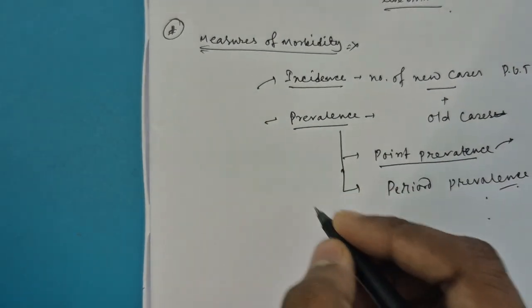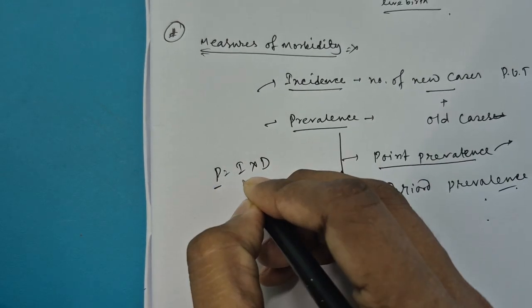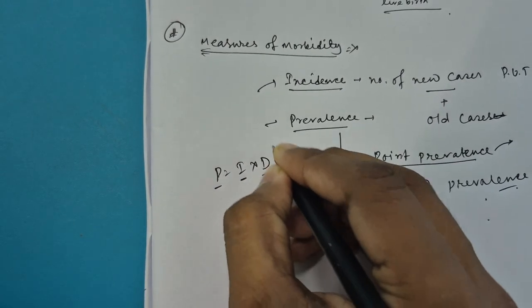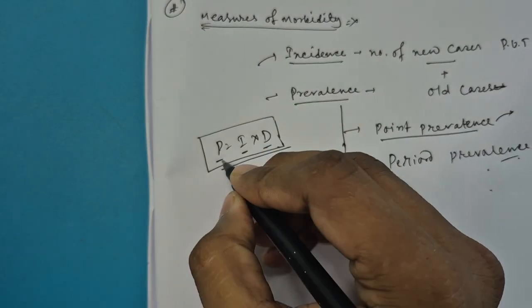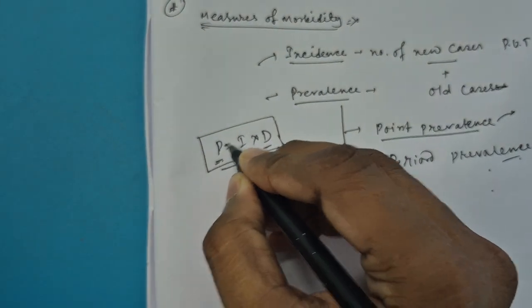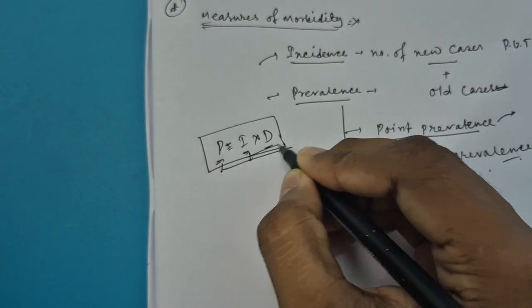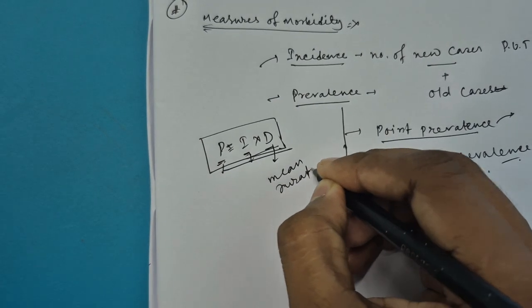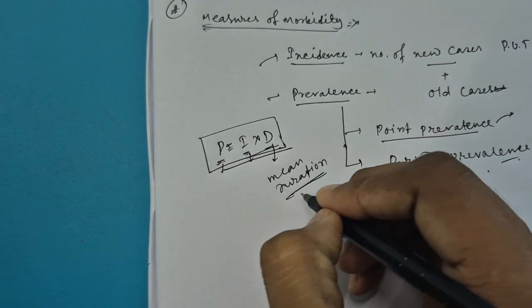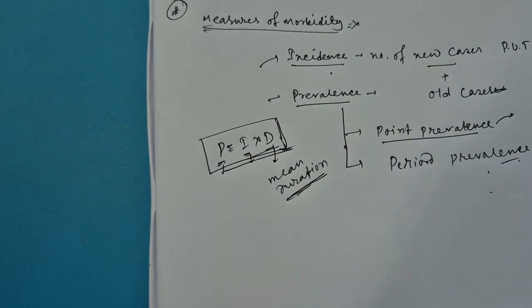The relation between them is P equals I into D, which is prevalence equals incidence into the duration. This should also be remembered. There is a relation between prevalence and incidence, which is P equals I into D, where P is the prevalence, I is the incidence, and D is the mean duration, which you should remember. So P equals I into D. This is the relation between incidence and prevalence.